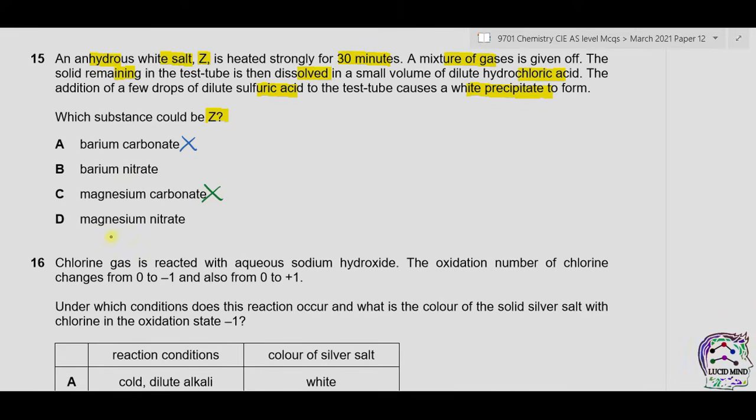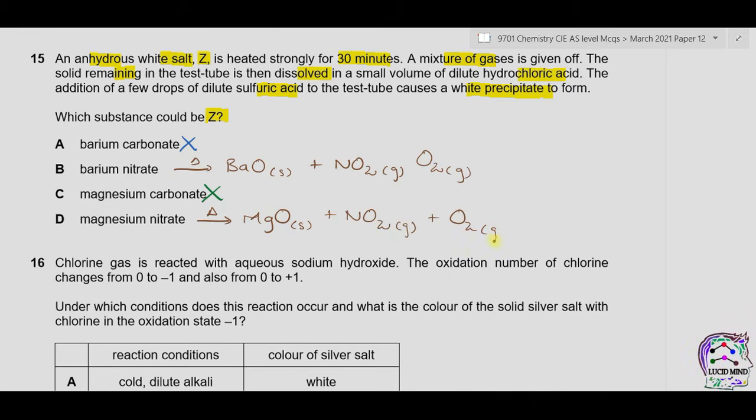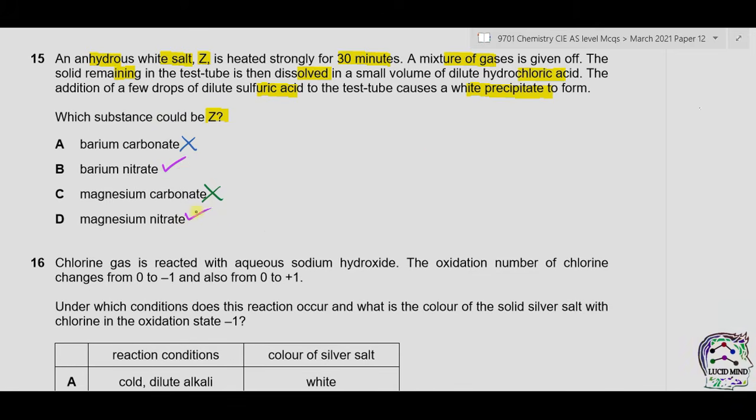Now we have barium nitrate and magnesium nitrate. Barium nitrate, when decomposed, forms barium oxide, which is solid, nitrogen dioxide, which is gas, and also oxygen gas. So as a mixture of gases is produced, therefore nitrate could be the correct option. Similar is the case with magnesium nitrate. It will form magnesium oxide, nitrogen dioxide, and oxygen gas. So it could be B or D.